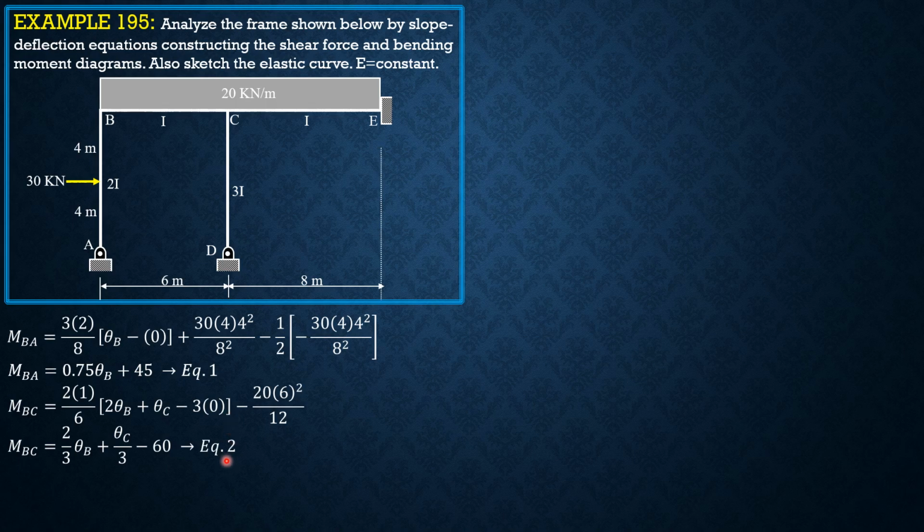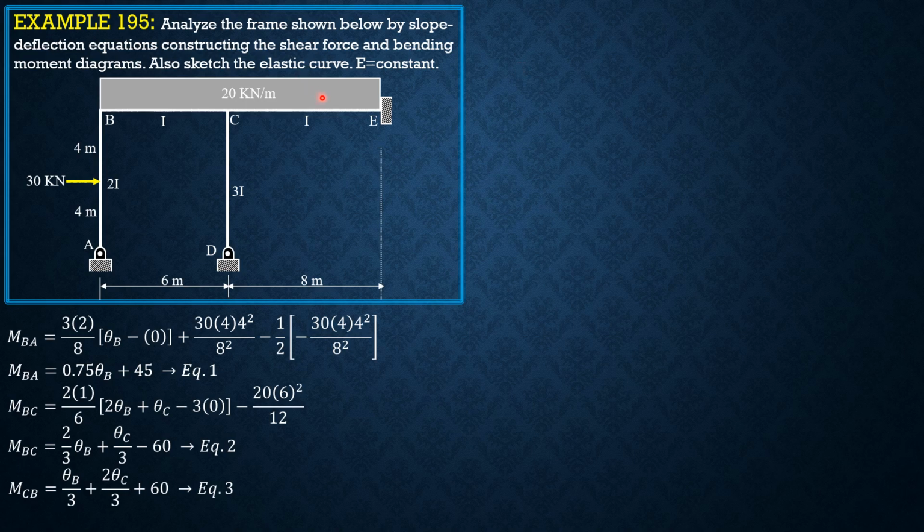Call that equation 2. MCB, you interchange coefficient, and because of symmetry of the loading, the fixed moment at C is positive, CB, so you just make this 60. So MCB is theta B over 3, interchange coefficient, plus 2/3 theta C, then plus 60. Or you may set up the equation, then verify that that's it if you're still inexperienced with slope deflection equation.